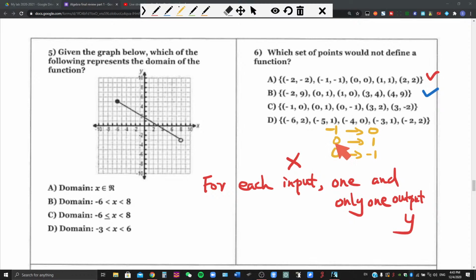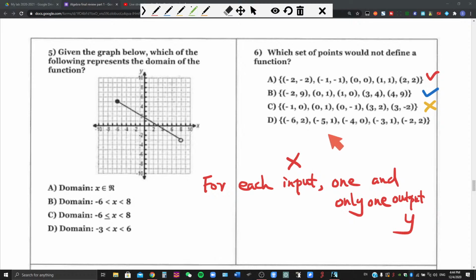Okay? You can think of this as a fork. That is, this 0 goes to 1 and also goes to negative 1. That's a fork. When you see a fork, that's not a function. And also the rest, 3 to 2 and 3 to negative 2. That's also a fork. So this fork makes C not a function. Okay, now we have found out the answer. The answer is C. However, let's just finish D.